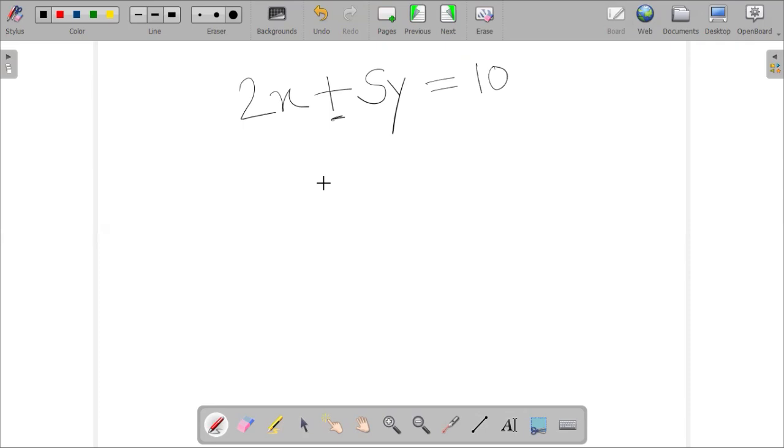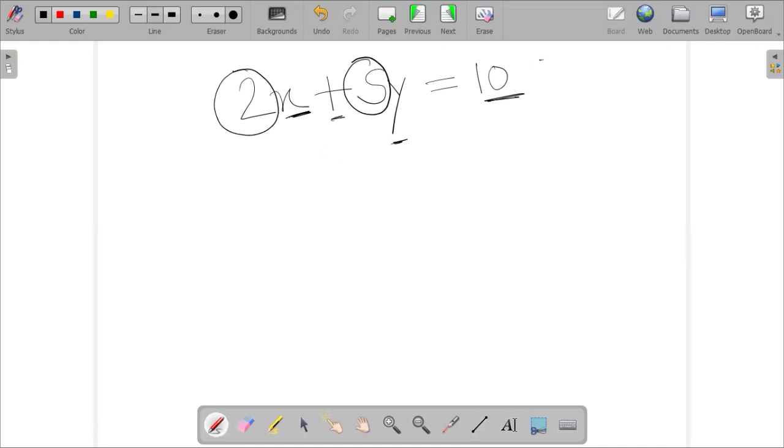And this is basically 2x plus 5y is equal to 10. It has two variables. What are those two variables? x and y. Two variables and some constants. 10 is my constant, y is my variable, x is my variable. 2 is not a constant right now because it is with x, so it will be the coefficient of x. 5 will be the coefficient of y.